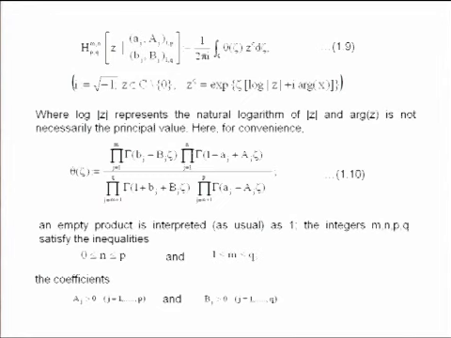equal to this, and the empty product is interpreted as above, and these conditions hold where the integers m, n, p, q satisfy the inequalities 0 less than or equal to n less than or equal to p, and 1 less than or equal to m less than or equal to q. The coefficients a_j are greater than 0, j equal to 1 to p, and b_j are greater than 0, j equal to 1 to q.